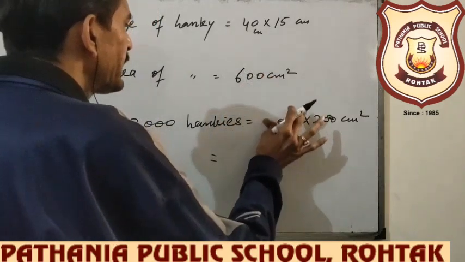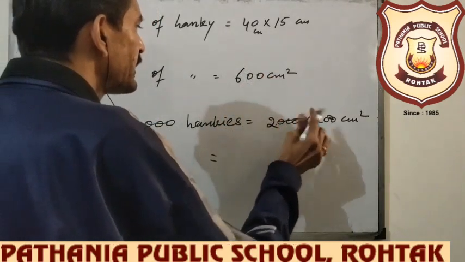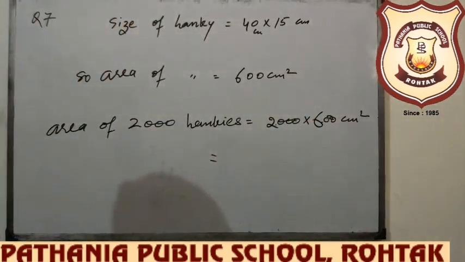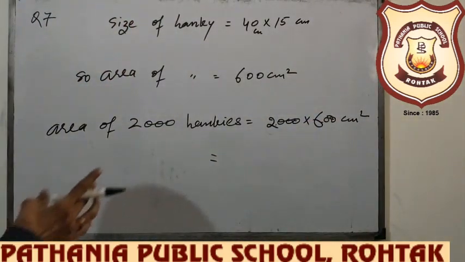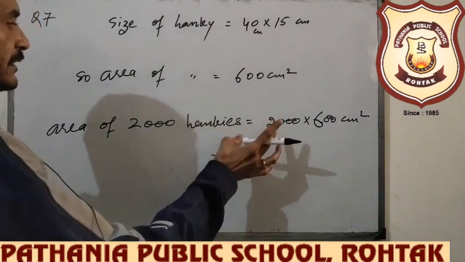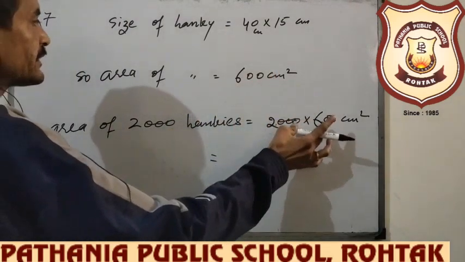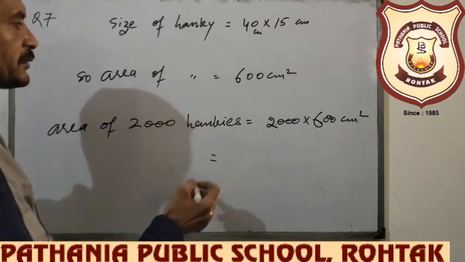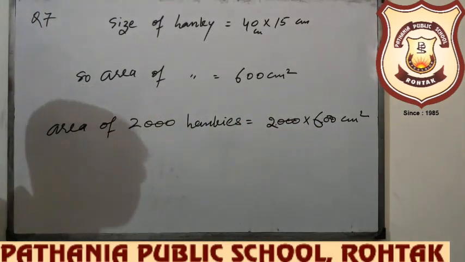600. And then it is given that 2000 hankies are there. So area of one hanky is 600 centimeter square, then area of 2000 hankies is 2000 into 600 centimeter square. Now it is given to find the area in meter square.